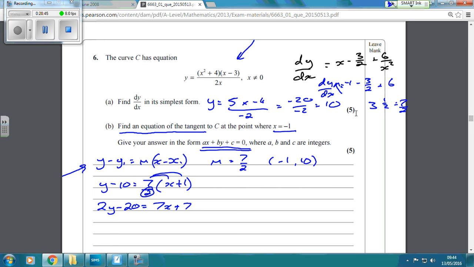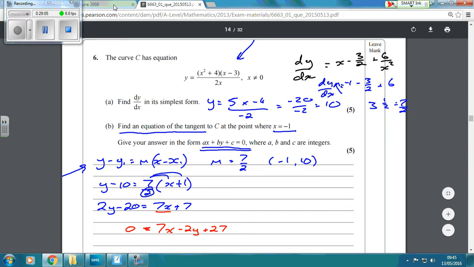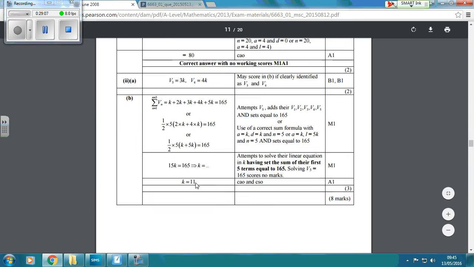And then they want everything on one side and set it equal to 0. So it doesn't matter, you can bring it to either side. My personal preference is to keep the x positive. So 7x minus 2y, if we bring the minus 20 over, you need to add it on, so that equals plus 27 equals 0. And just because I'm prone to making mistakes, I'm going to just double check that.